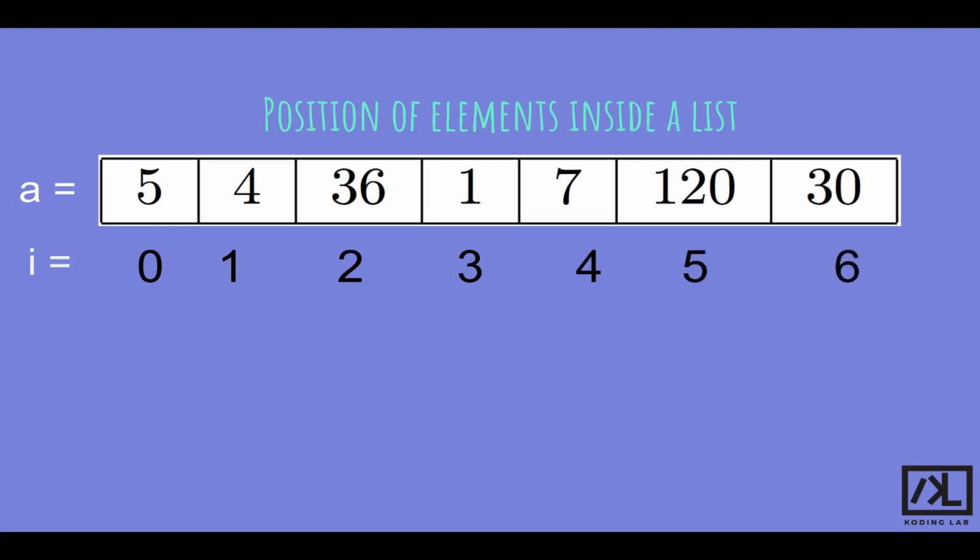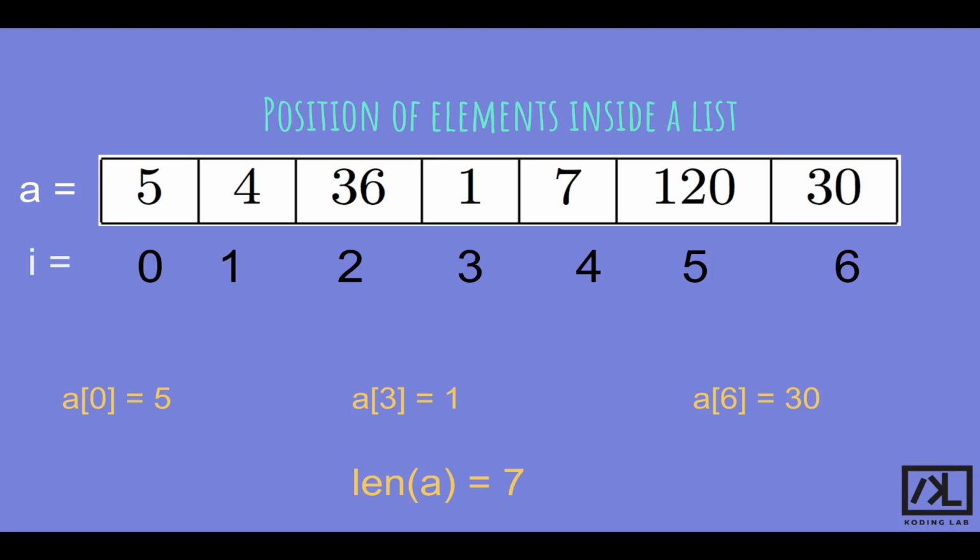Let's say if I want to get the first element, which is 5, what should I write? I write A of 0 equal 5. If I want to get the element in position number 3, which is index 3, I'd write A of 3 equal 1. If I want to get the last element, which is index 6 in our example, A of 6 equal 30. If I want to get the total number of elements of my list, I just write len of A, which will be equal to 7.